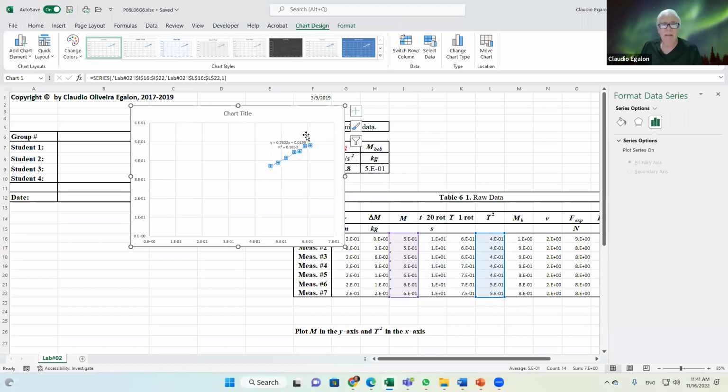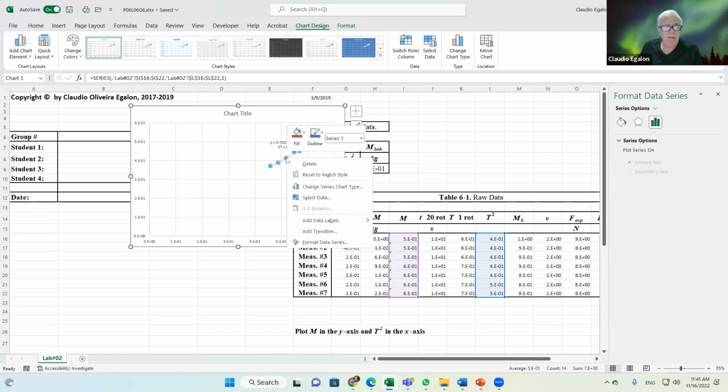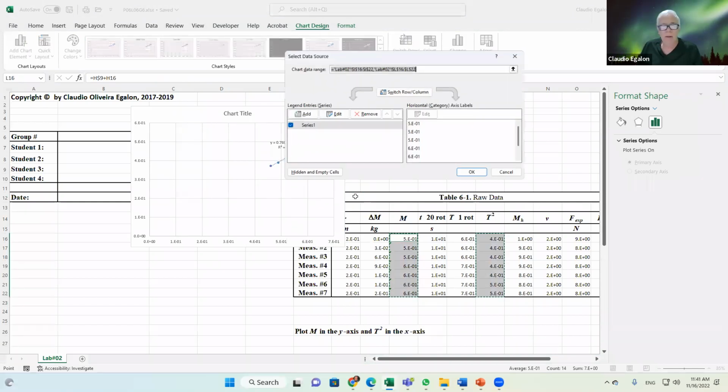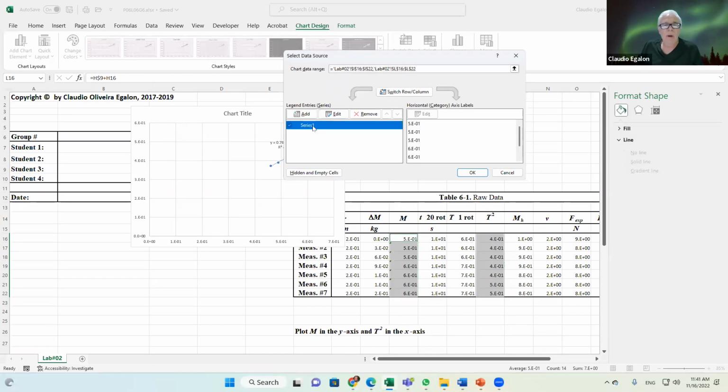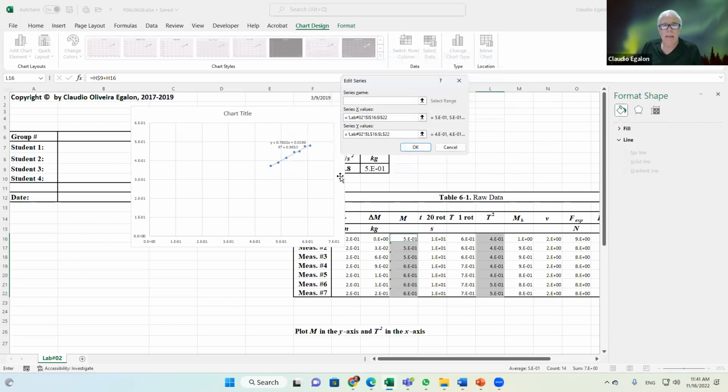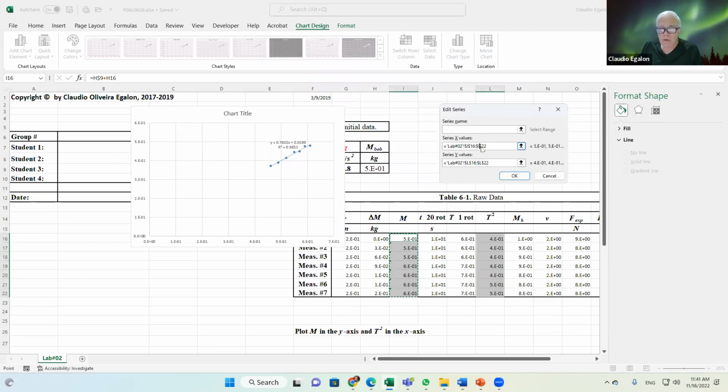Make sure everything is highlighted. Put your cursor next to one of the data points and right click it. Then highlight, select data. Okay. And then click on series 1, edit. See? Series X values. That's column I. Column I is M. M is going there along the x-axis. So you change from I to L. Right? And you do the opposite to the other one.